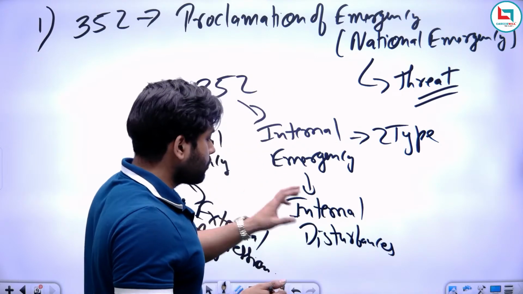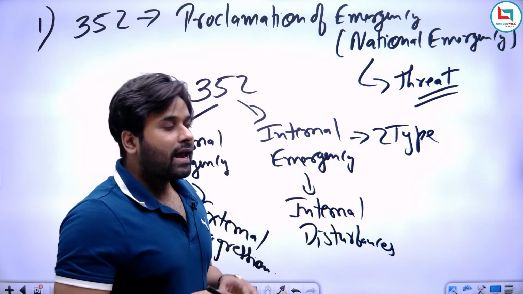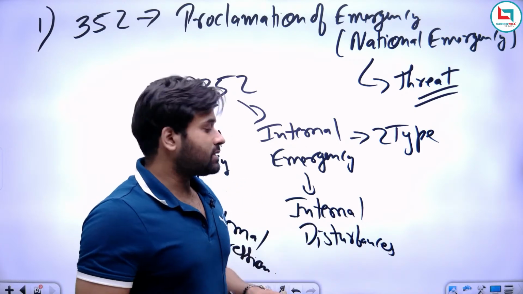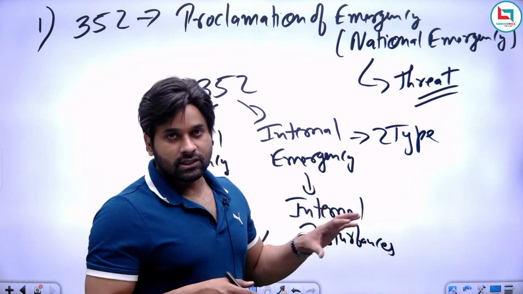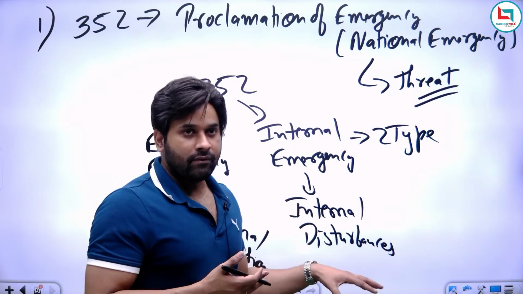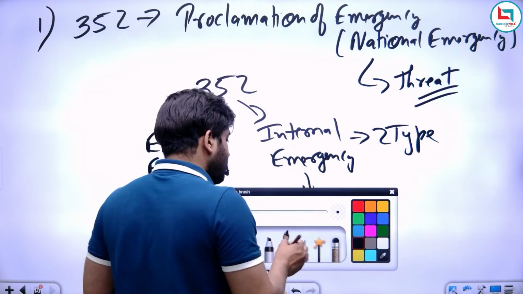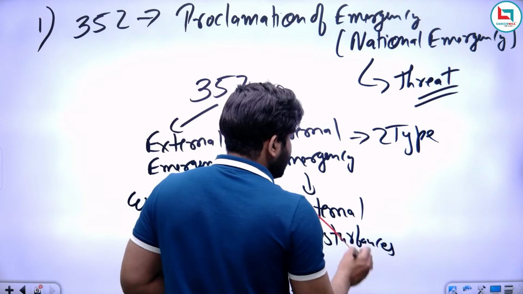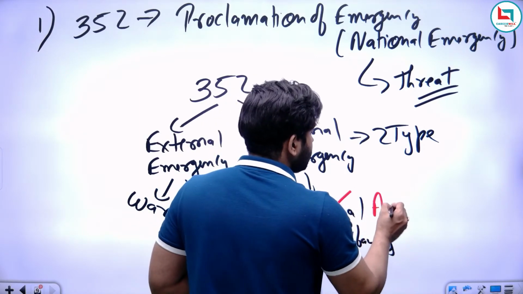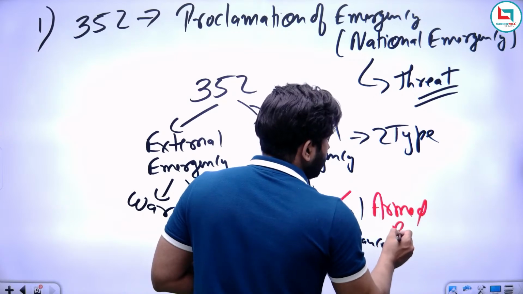So this particular provision was misused by Indira Gandhi, and that is why when Morarji Desai came to power, he replaced internal disturbances with another word which was far more clear than the previous one. See what Morarji Desai did: he replaced internal disturbances with armed rebellion. Now why did he do that?